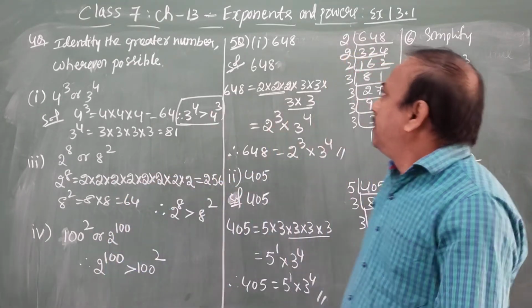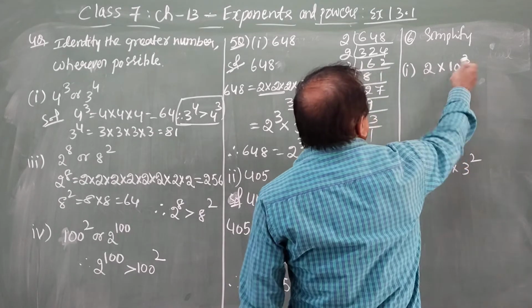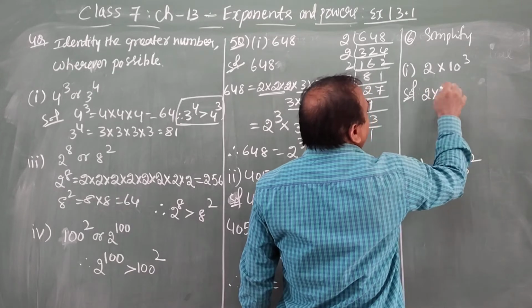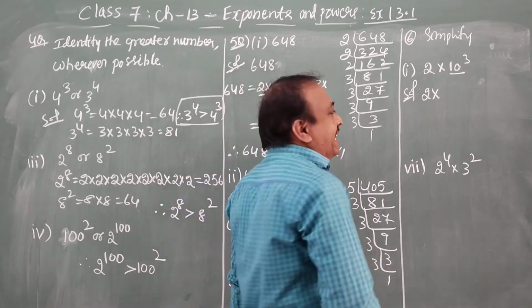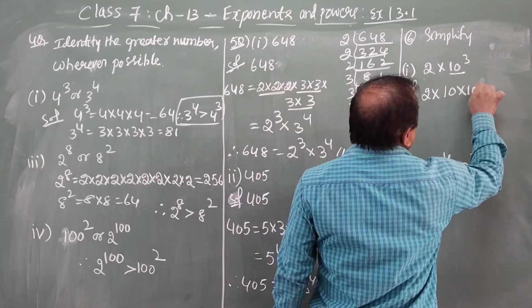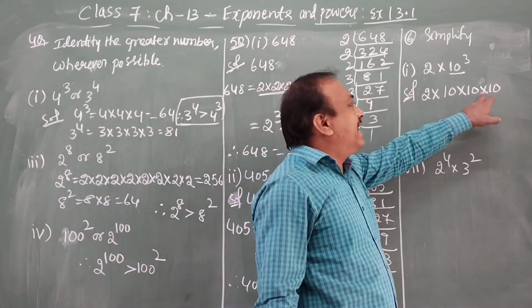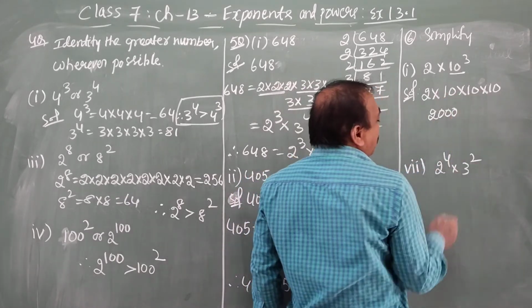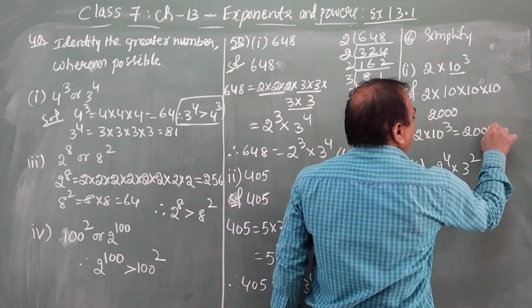Question number 6. Simplify. We need to find the value of it. So 2 into 10 to the power 3. 10 to the power 3 means how many times we have to multiply? Thrice, 3 times. So 10 into 10 into 10. 10 tens are 100, 100 into 10 is 1000, into 2, which is 2000. Therefore, 2 into 10 to the power 3 is equal to 2000.